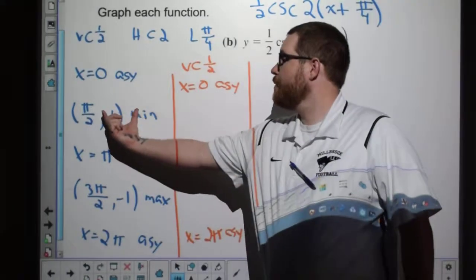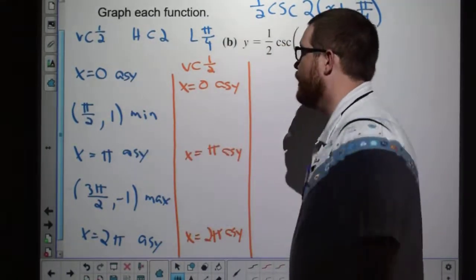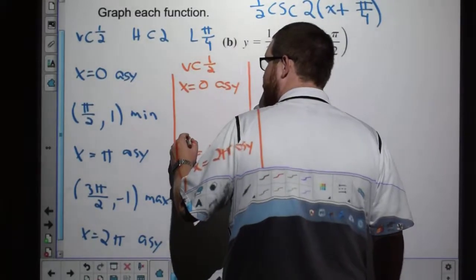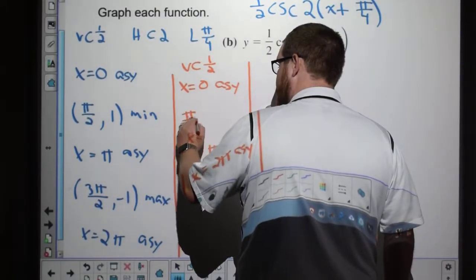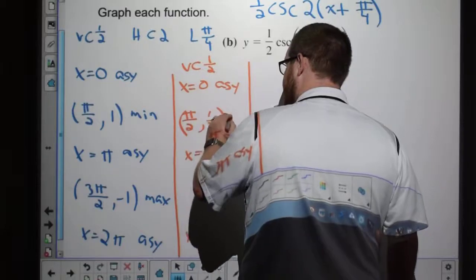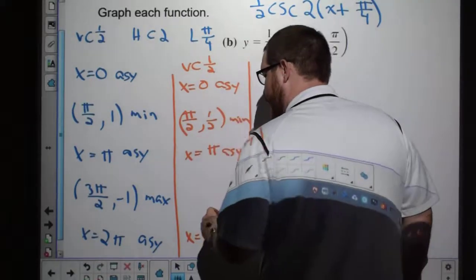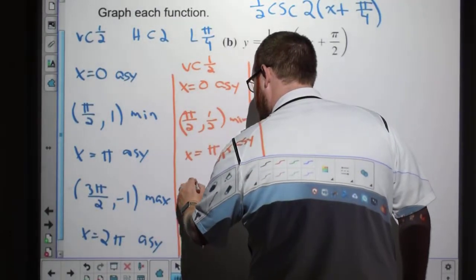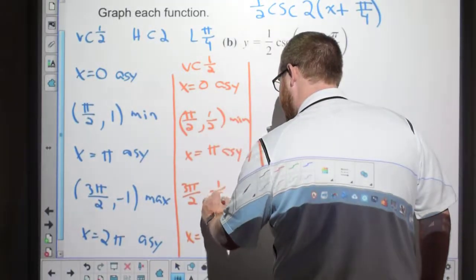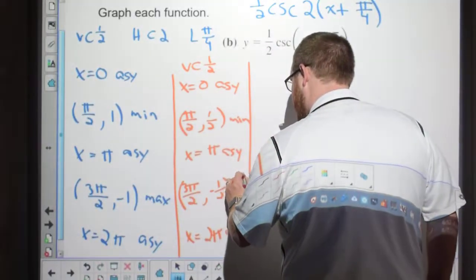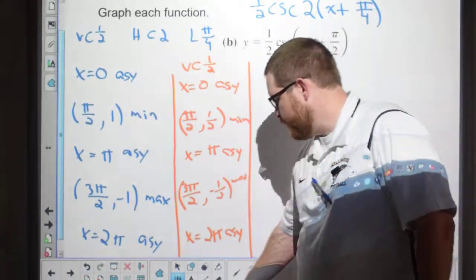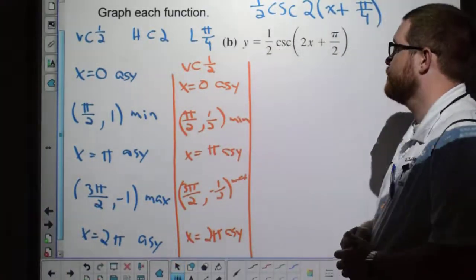Now this, if I compress the y value vertically by 1/2, in other words, if I multiply by 1/2, I'm going to get pi over 2, comma 1/2 is now a min. And 3 pi over 2, comma negative 1/2 is now a max. So that took care of the vertical compression.